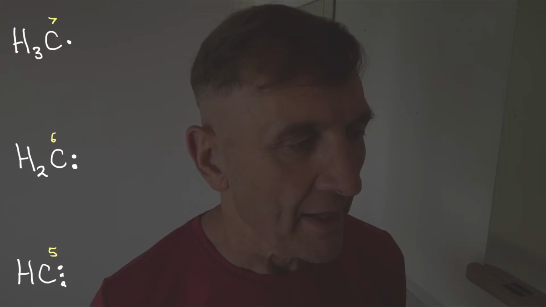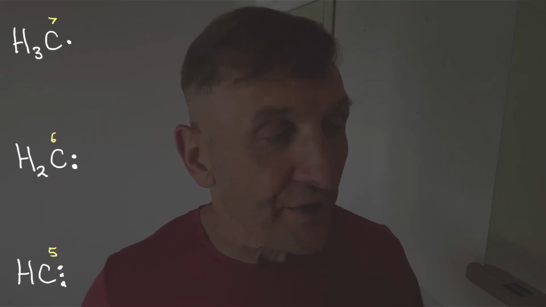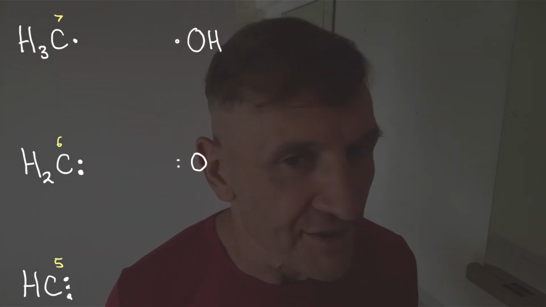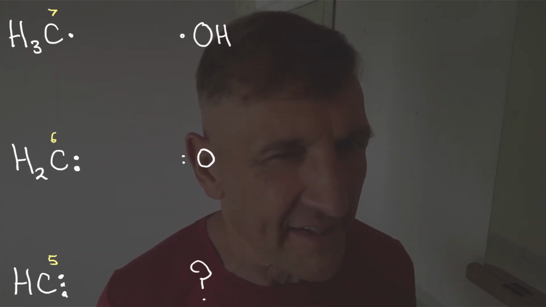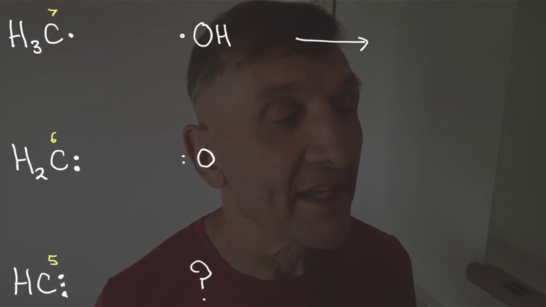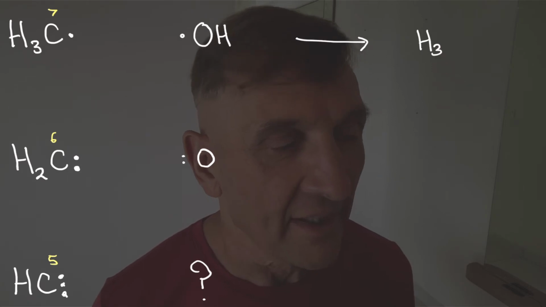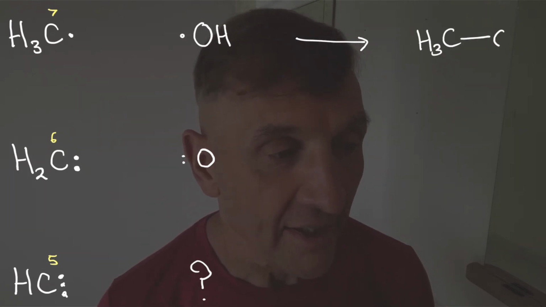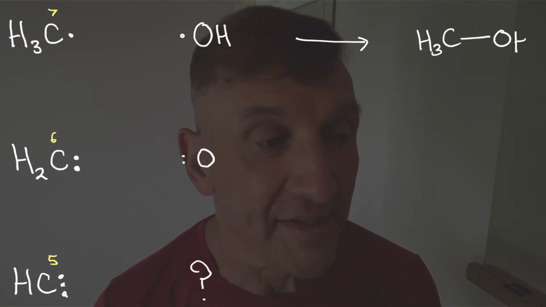Let's play the same game with oxygen. If we combine H3C, 7 electrons, with OH dot, well, that's 6 electrons in the outer shell from the oxygen, 1 from the H. That's 7 as well. Combine them together, they share 1 electron each. 2 electrons being shared is a single bond. We've made methanol.